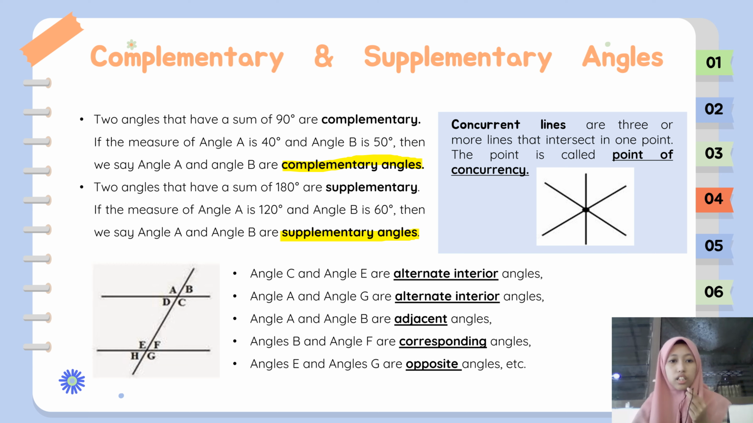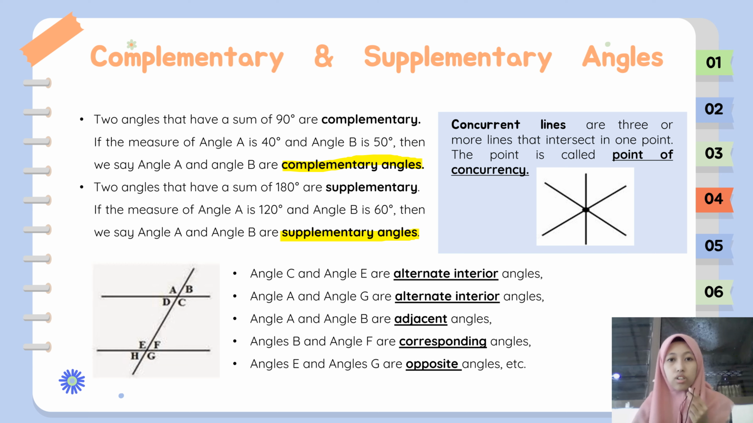So the next is angle C and angle E are alternate interior angles. Angle A and angle G are alternate interior angles. The next is angle A and angle B are adjacent angles. The next is angle P and angle F are corresponding angles. The next is angle A and angle G are opposite angles.